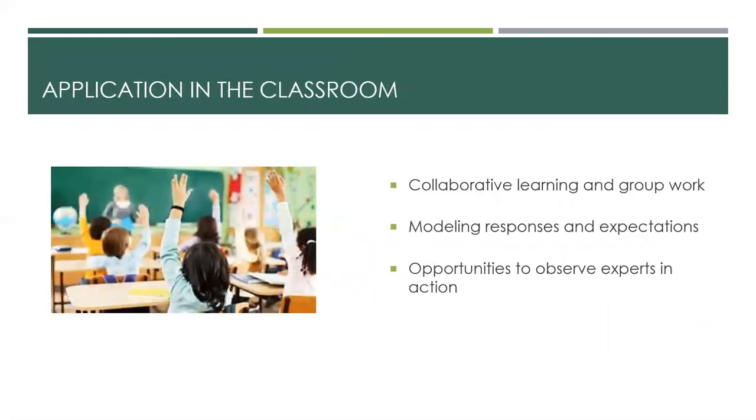So how do we apply it in the classroom? Collaborative learning and group work are a good way to use social cognitive theory because it uses modeling. It models the responses and the expectations. Instructors can mimic a behavior. They can show a video with the outcome that's desired and let the students see the behavior. When they're in a group, they can talk about it, discuss it, collaborate, and come to the conclusion.